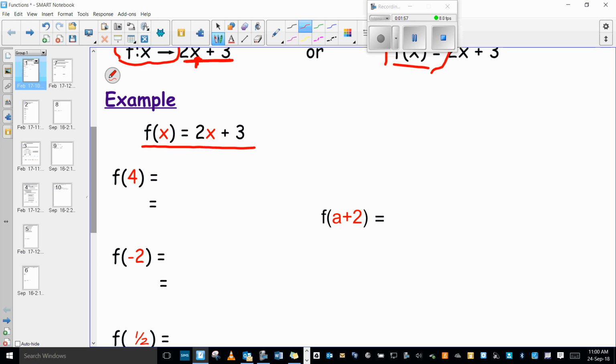What do you think we're going to do? Kiara? 2 bracket 4 plus 3. Awesome. So essentially you're substituting in whatever is in the bracket for the x. Okay? And we would find the value of that because we can. What's 2 multiplied by 4? 8 plus 3, 11. So if you were asked to evaluate or find the value of f bracket 4, you would give the answer 11.